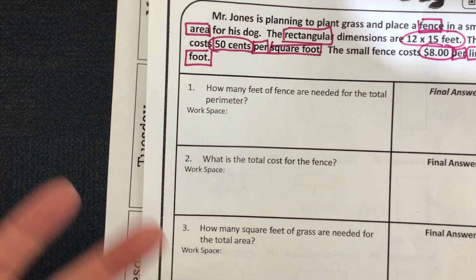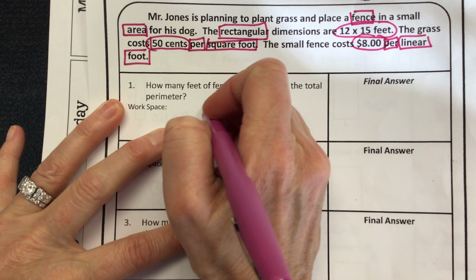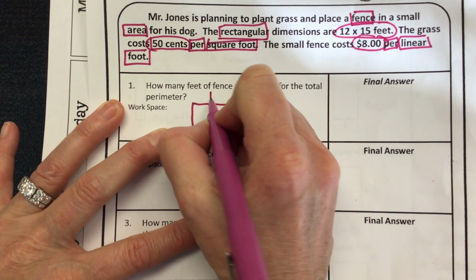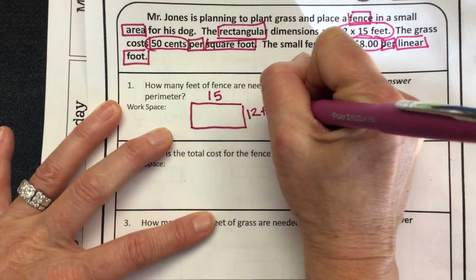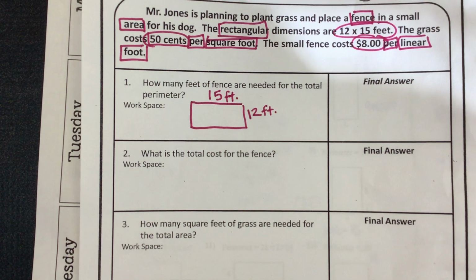So the first thing that we always want to do is we want to draw it. Here's our rectangular yard, and it's 12 by 15 feet. That's what I got from the story problem.